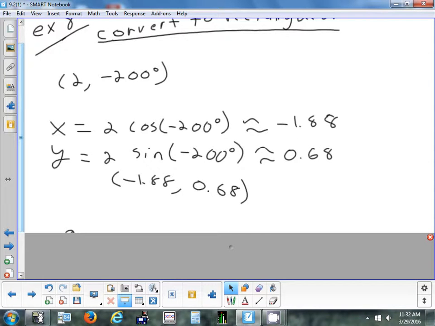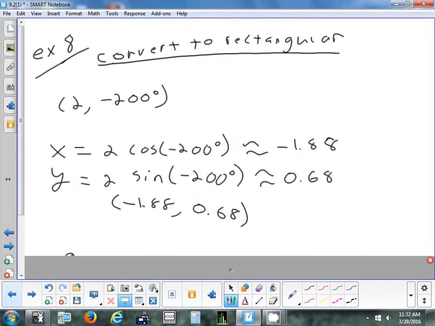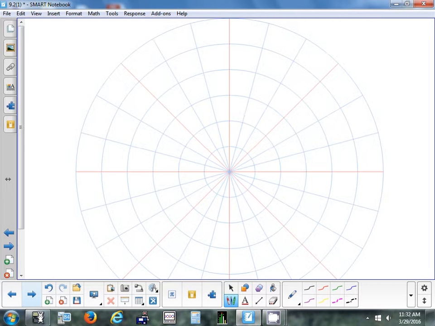Okay, now what I'm going to do is check that on the smartboard. The way I can check it is I can graph this on a polar grid, and then I can put a rectangular grid right on top of that, and it should end up right there. Okay, so let's see if that works. Right, let's graph the point 2, negative 200.